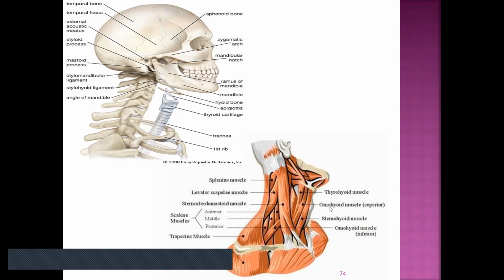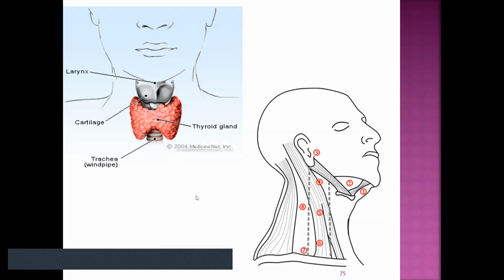Okay, so we have the hyoid muscle. Okay, and then the sternohyoid muscle. Okay, below. There it is. Going back to front. There, so this is from the back, going to the front. Now, we also have our larynx, and then our cartilages, you can feel them here. And of course, our thyroid gland. Okay, and this one is your windpipe or your trachea.